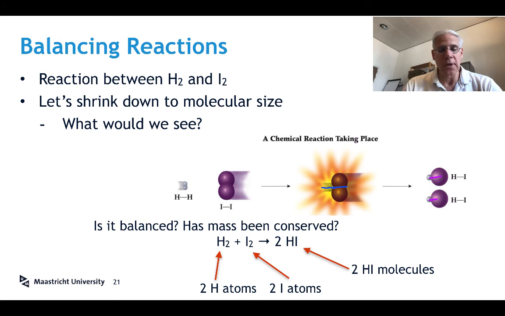So we can take a look at this reaction not only as a drawing, but also as a chemical reaction. And so we see that we have 2 hydrogen atoms here in the H2 molecule, and I've got 2 hydrogen atoms there in my products. I've got 2 iodine atoms from the I2, and I've got 2 iodine atoms in my products as well. So we are balanced, and mass has been conserved. I've kept all of my atoms from the reactants, and they show up in the products.